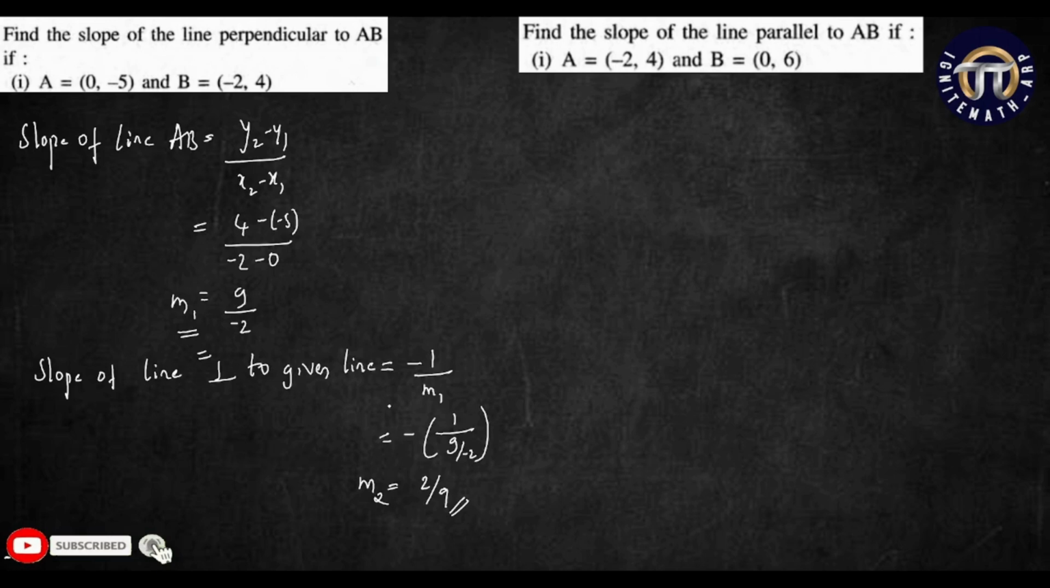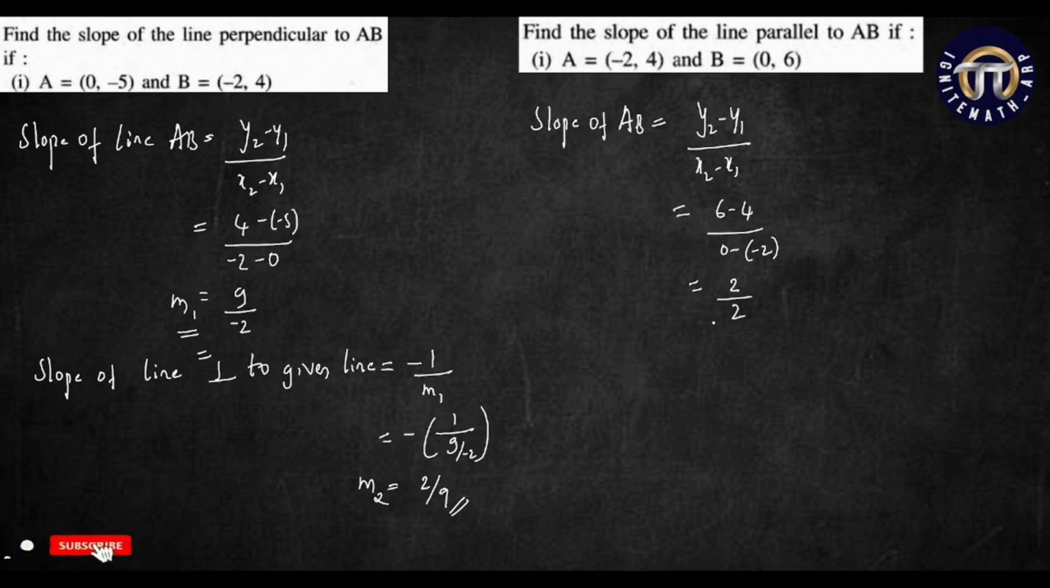Now see this example. Find the slope of a line parallel to AB. So now I'll find out the slope of AB first, which is given by (y2 minus y1) by (x2 minus x1). So 6 minus 4 by 0 minus of minus 2. So that is 2 by 2, that is equal to 1.